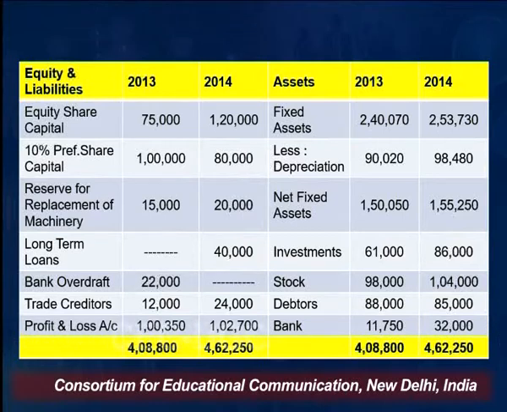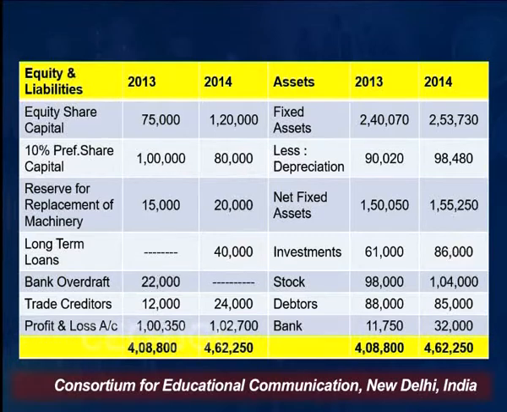If there is a reserve for replacement of machinery account, obviously from where will it get money? From profit and loss account. So it will result into some allocation of funds from profit and loss account. So from 15,000 to 20,000 it has become, which means there might have been some allocation from profit and loss account. That is rupees 5,000.